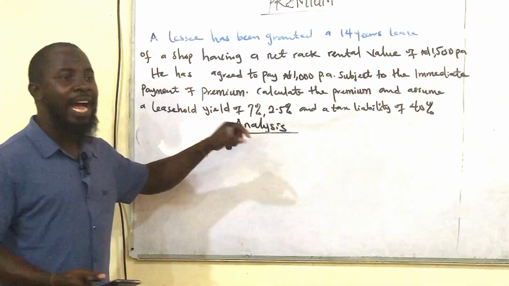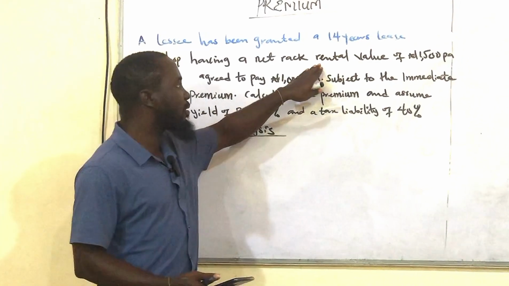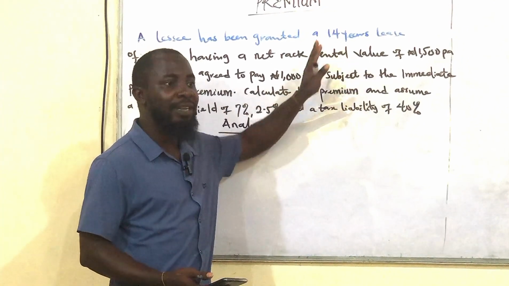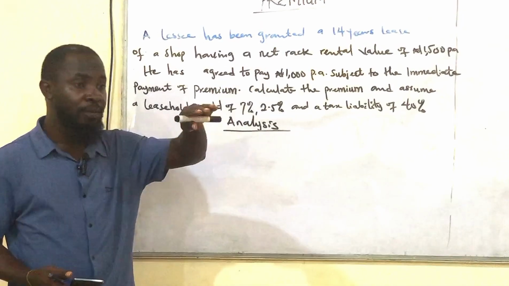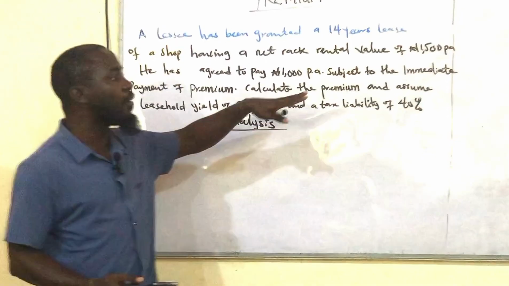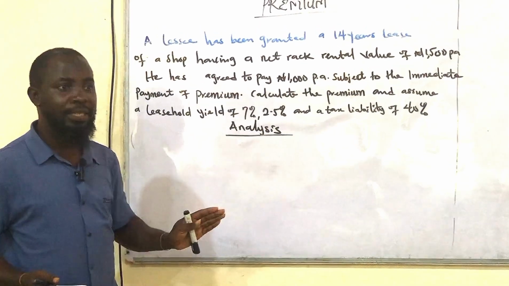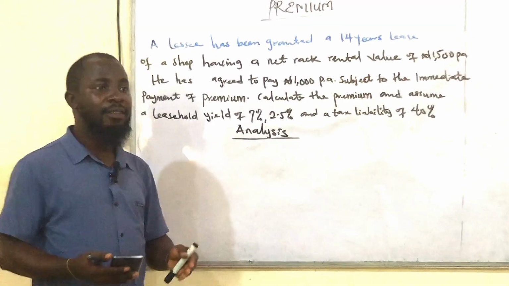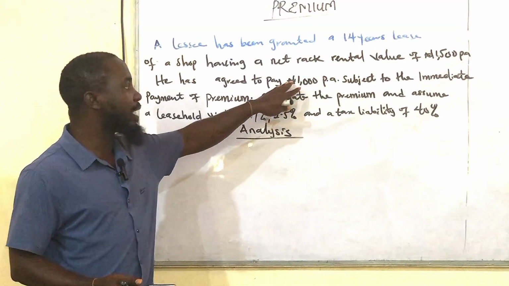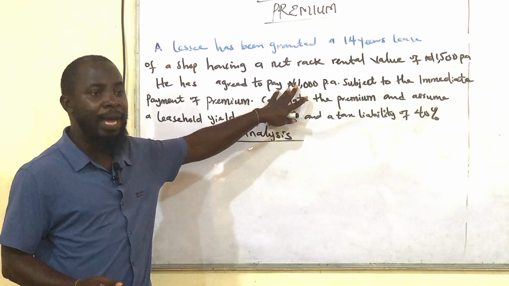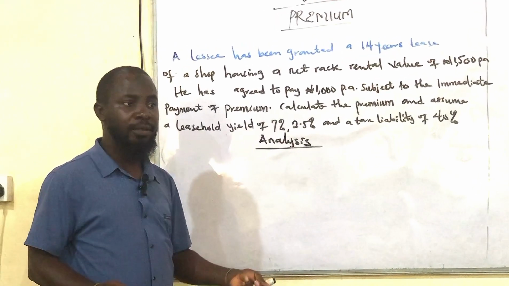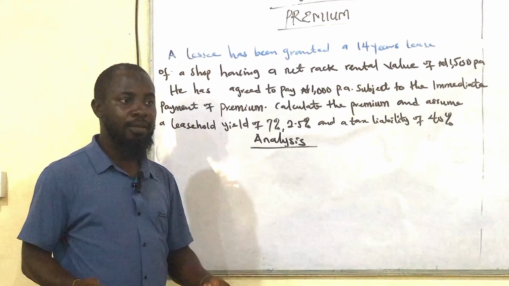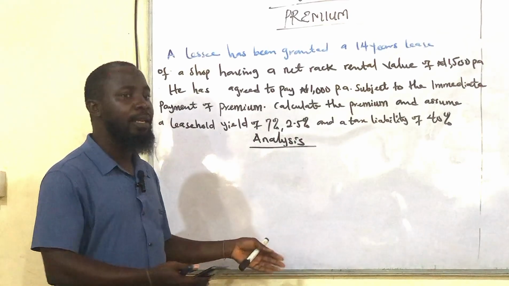Before anything, what you need to understand is this. The rent to be paid has been agreed. The rental value is equivalent to your full rental value, which is the market value. The market value is 1,500. But the landlord and the tenant have agreed that the tenant will pay a sum of 1,000 naira per annum as rent. Determine the premium to be paid by the tenant and determine the premium to be received by the landlord.